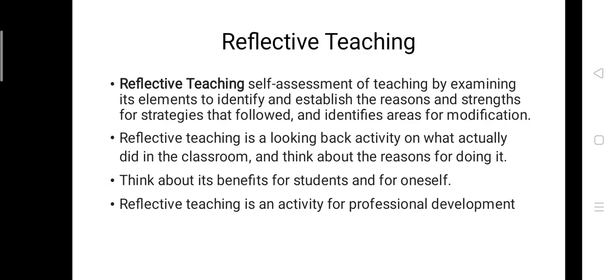So what about the strategy? What are the strengths of the strategy that we are following? And we identify the modification required for the next lesson or next activity. That's the significance of reflection in teaching. So that's reflective teaching. We are looking deeply into all elements of our teaching. Then it's a looking-back activity on what we actually did in the classroom and thinking about the reasons for doing it. That's the activity actually.